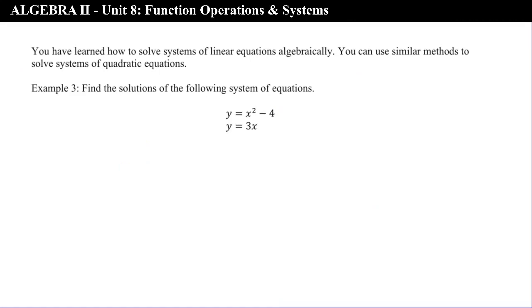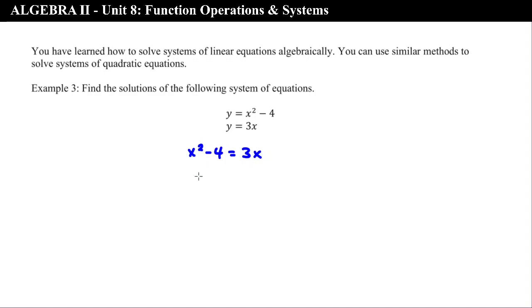Now we've learned how to solve a system of linear equations algebraically, we can use similar methods to solve systems with quadratic equations. Okay, so let's solve this system here. We've got x squared minus 4 and 3x. Well, if we use substitution, we can just set them equal to each other because y equals this and y also equals this. So let's just set each of these equal to one another.